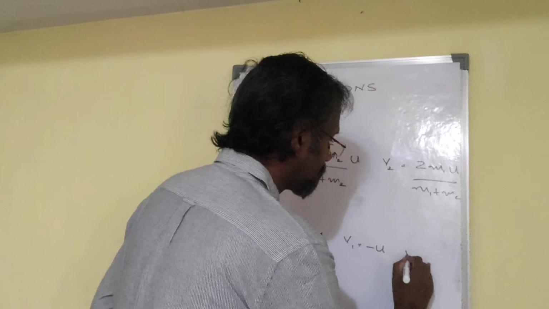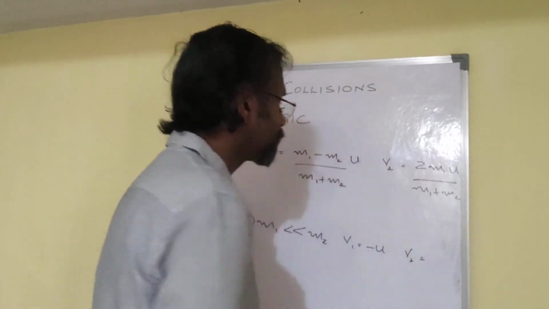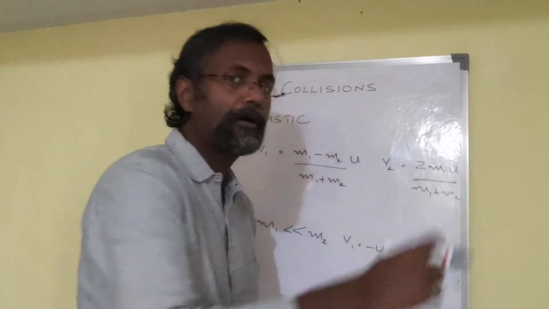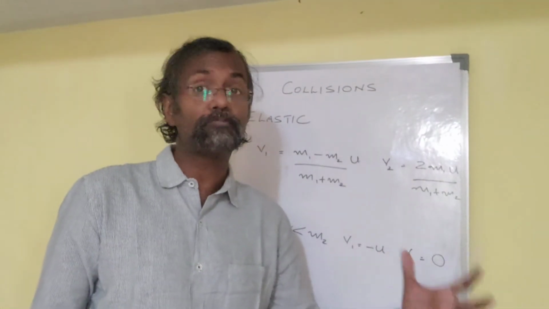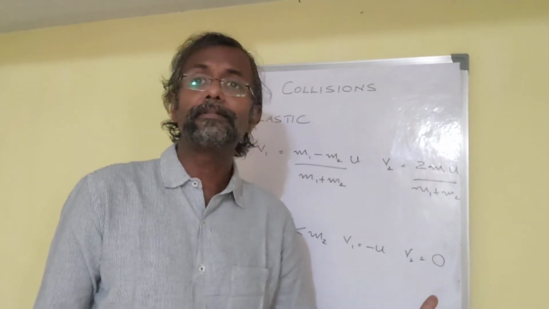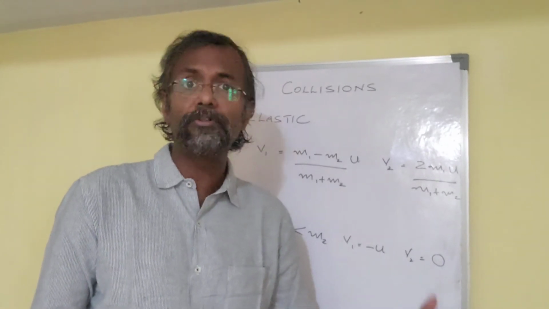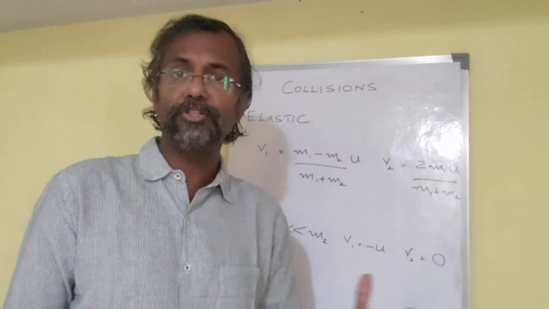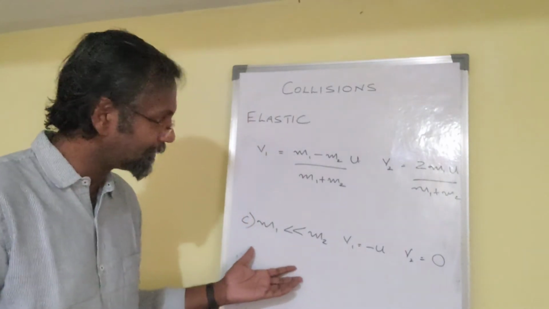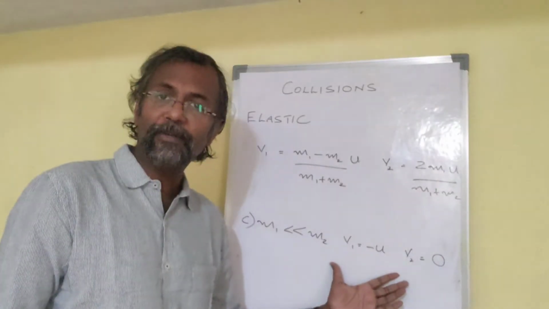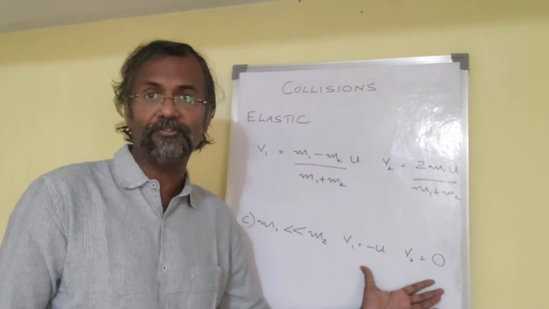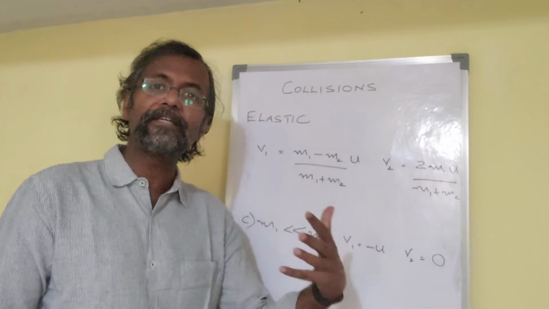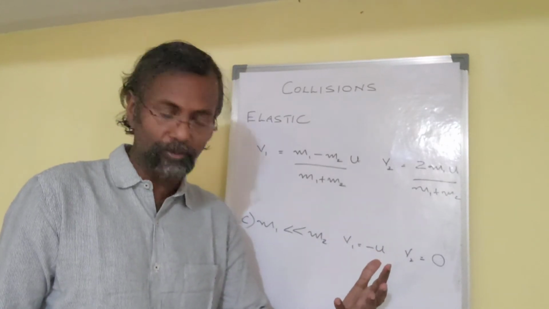What about v2? You find that m1 is too small, therefore v2 is equal to 0. The second body is a huge body, it does not move, right? And that again is pretty intuitive: the smaller body goes and hits, it rebounds, whereas the big body just does not move. Mathematically we have shown what is really happening in this case. So here are the three cases which show you what is really happening in an elastic collision.